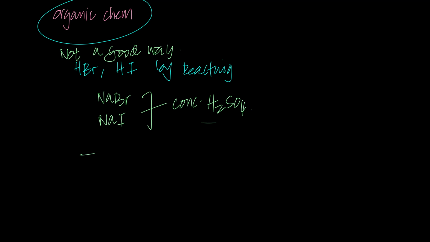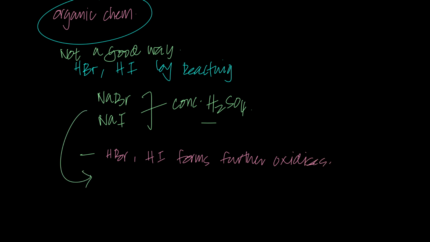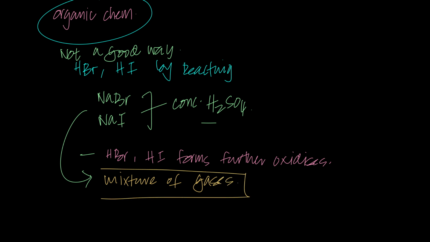It can go up to S, it can go up to SO2, H2S. So the HBr or HI that forms further oxidizes. So you never really get them. With NaBr and NaI, you get a mixture of gases, because you can get SO2, you can get H2S, you could get Br2, you could get all of these mixtures. So these are the two points.